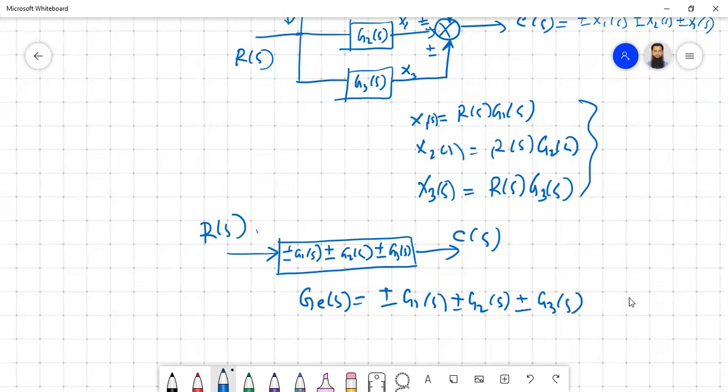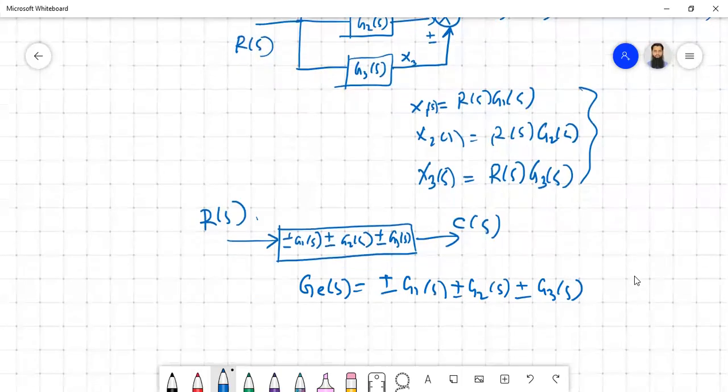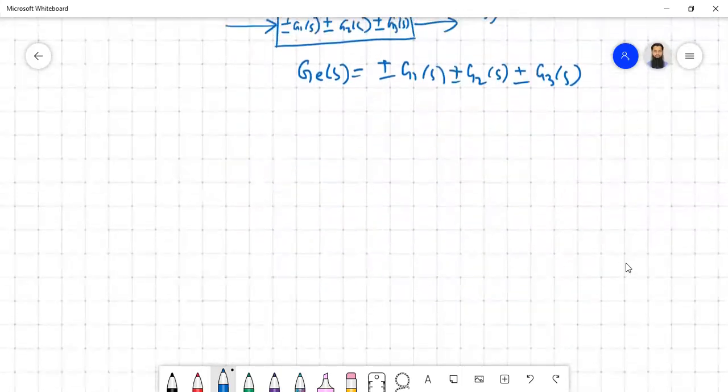So this form is slightly simpler than the previous one, so we don't have to bother about the loading thing. Okay, next and the last one is the feedback form.